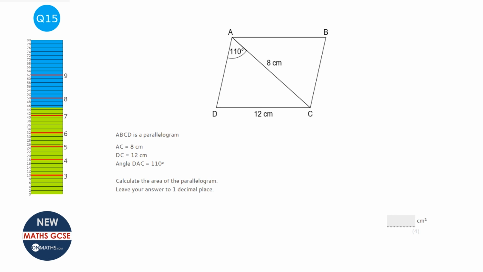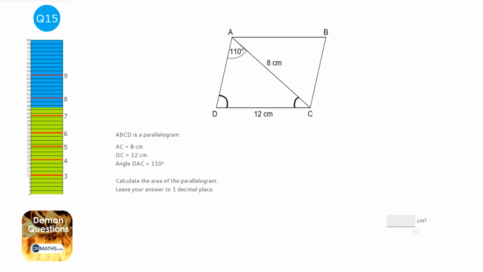There are quite a few different approaches for this question. One thing we can do is try and find length AD by using the cosine rule. And the other approach, which I'm going to use, is I'm going to work out this angle here using the sine rule, and then work out this angle here, taking away from 180 degrees. Then when I've done that, then I can use the trigonometric area formula.